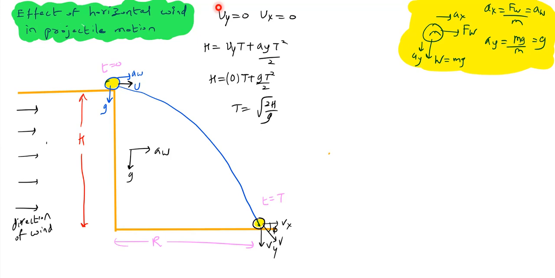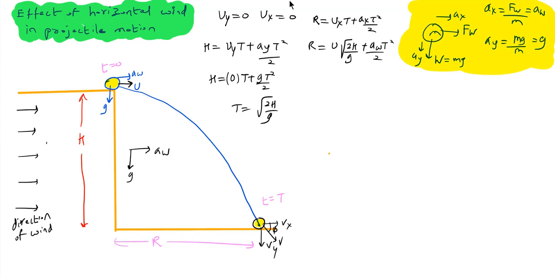Then we'll calculate the range. This range has to be calculated. We'll apply the equations of motion along the x-axis. Range R is equal to u_x t plus a_x t square by 2. The horizontal velocity imparted initially at t equals 0 was equal to u. So this is u, time of flight we know, 2h by g, plus the horizontal acceleration imparted by the wind, a_w t square by 2. This is the expression for range.